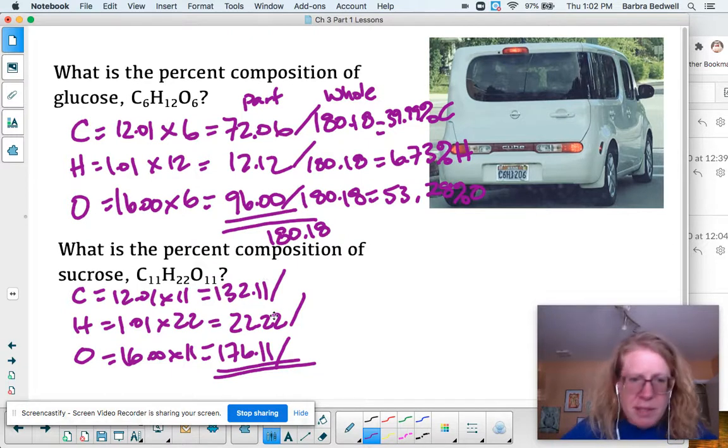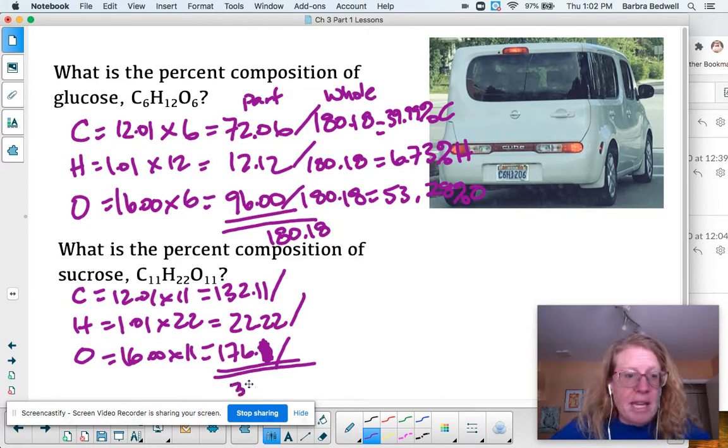176, not 176.1, sorry, it's 176. My apologies. All right, I'm going to get my total mass, 176 plus 22.22 plus 132.11. Okay, so now what I've done is I've taken my compound apart. I found each of the parts, and now I have found the whole, 330.33. So there's the part that is carbon. Here's the part that is hydrogen, 22.22. And here's the part of the mass that would be oxygen, 176. Here's our total mass, 330.33.